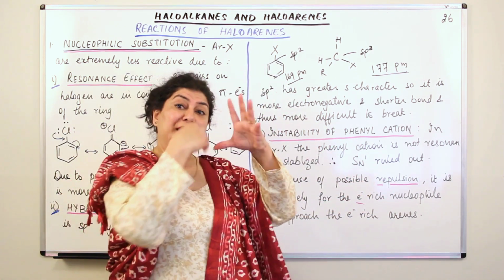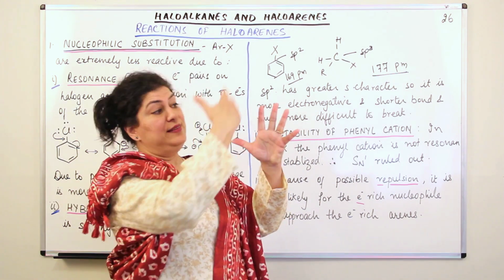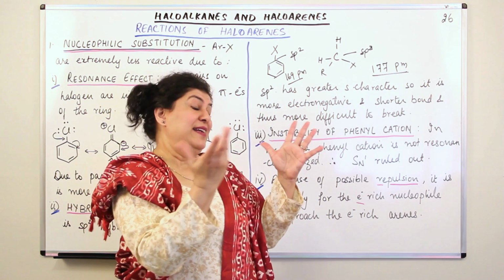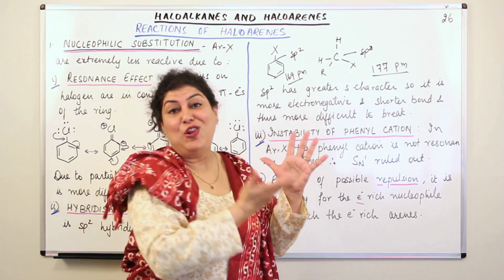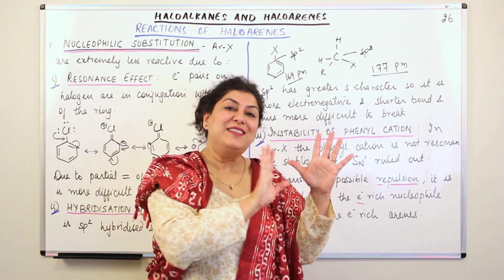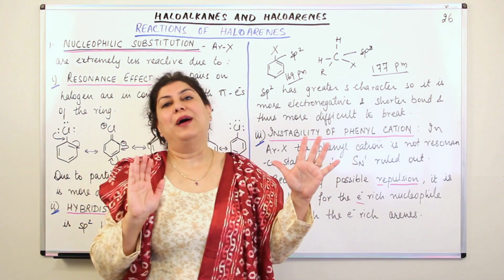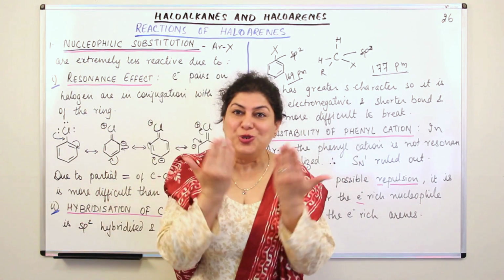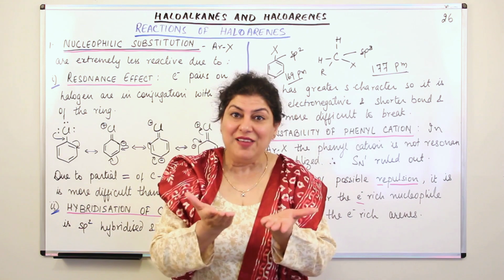But if the entire phenyl group in the haloarene already has an excess of electrons and they are negative, it already has a lot of negative charge. The negatively charged nucleophile will not be attracted to it. It will only be repelled by it. So for a reaction to take place, at least the two should come together. Only then would they react.